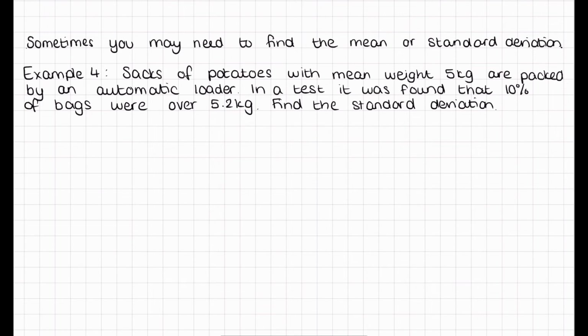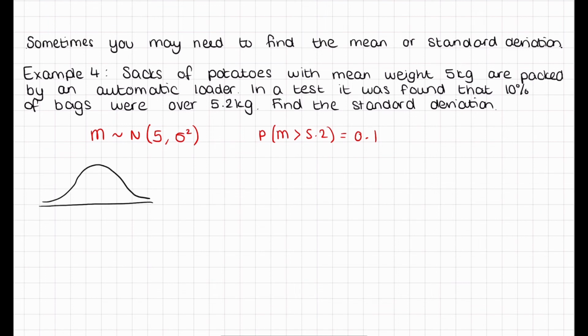So for this, our mass, we're going to use m, and our normal distribution, we have a mean of 5, we know that, but we don't know what our standard deviation is. We also know that the mass greater than 5.2 is equal to 10%, so 0.1 is 10% greater than 5.2. So on a sketch, because it's greater than, it would be this, and this would be our 10% at 5.2. Now, this is when we need to standardize.